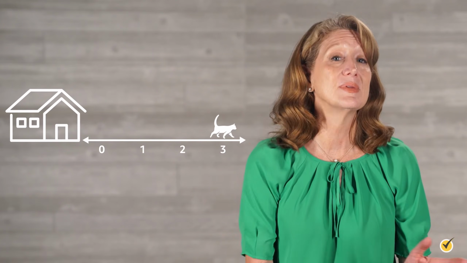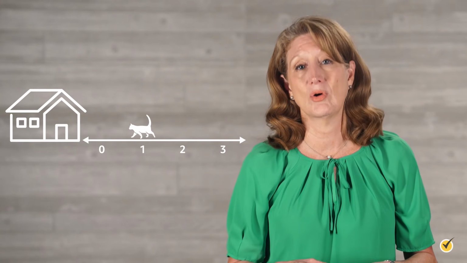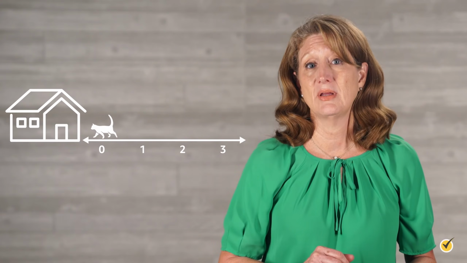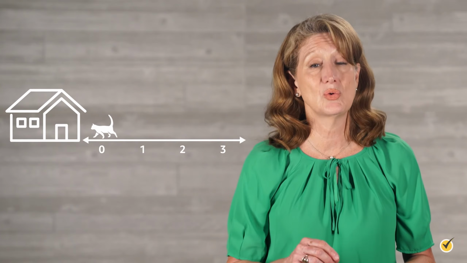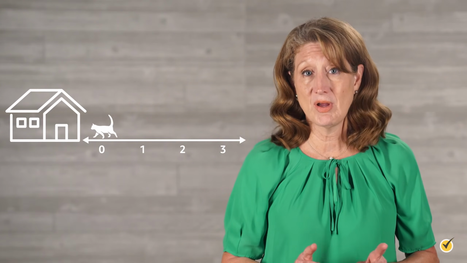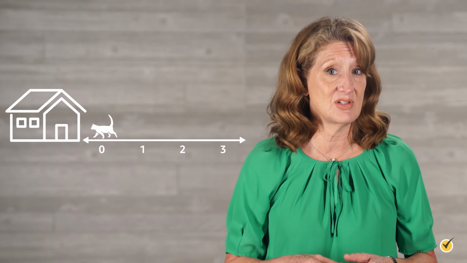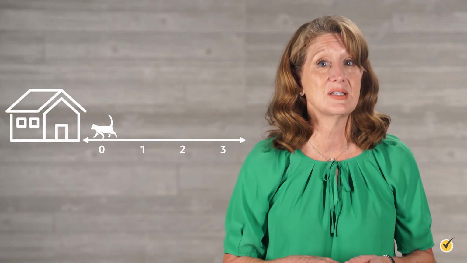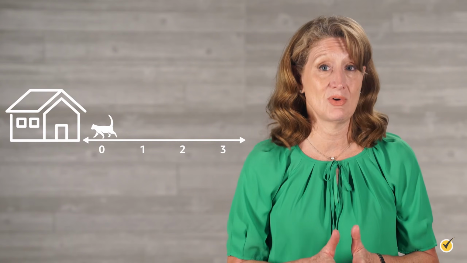Now, like most cats, this cat is indecisive and decides to walk back and stand in the doorway. On the return trip, the cat walks a distance of 3 units, making the total distance of the cat's entire trip 6 units. However, according to the definition of displacement, which is the distance between the start and end points, the displacement for the cat's entire trip is 0.